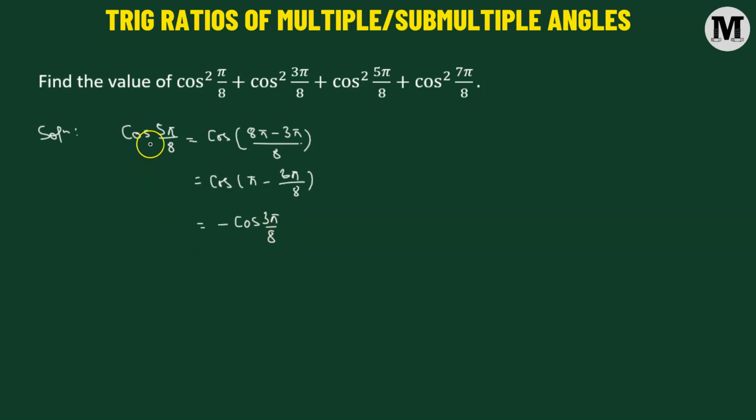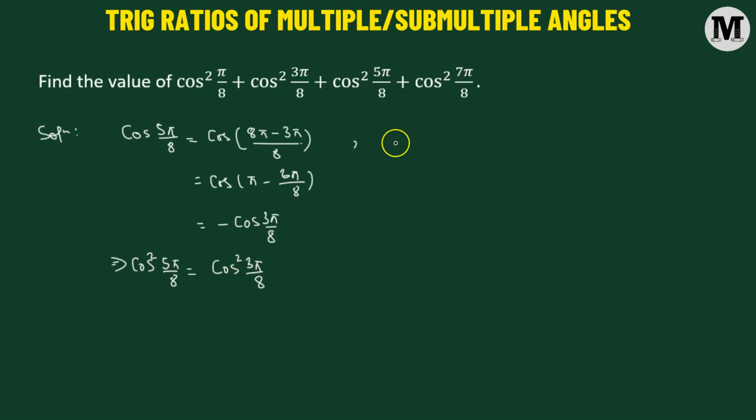So in other words, we can say that cosine of 5 pi over 8 is the same as negative cosine of 3 pi over 8, which implies that if we square both sides, we're going to get cosine squared 5 pi over 8 equal to positive cosine squared 3 pi over 8. So let's keep this aside for the time being.